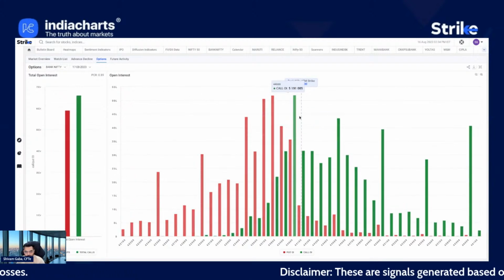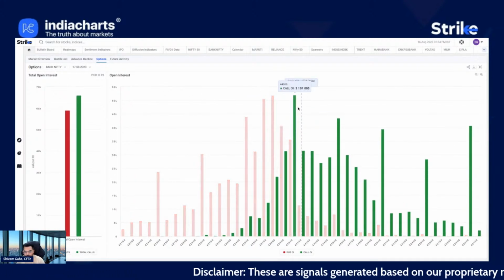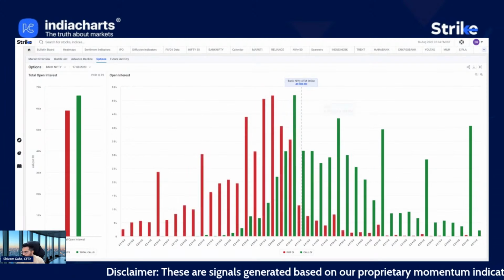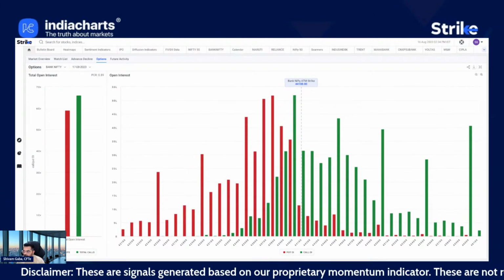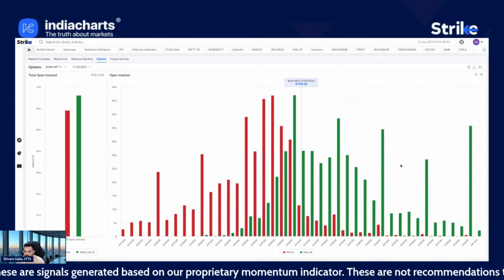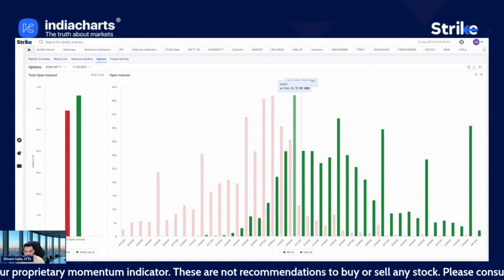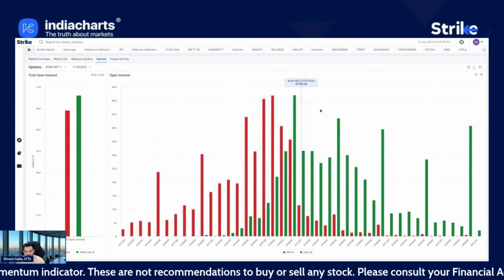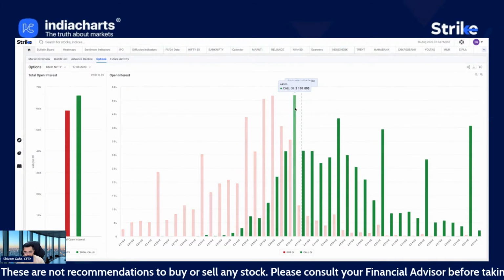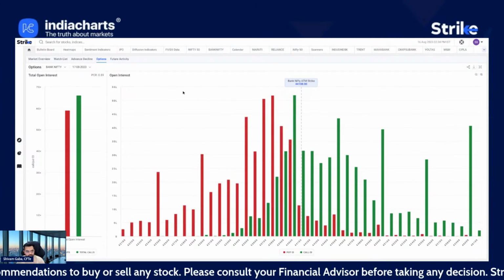And in terms of Bank Nifty, you can see 44,000 has the highest call OI and current spot levels are around 43,933. So 44,000 is a crucial resistance for the Bank Nifty to cross and be able to sustain for a sustained rally.